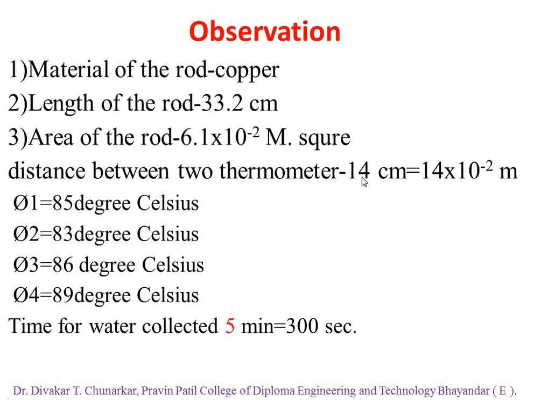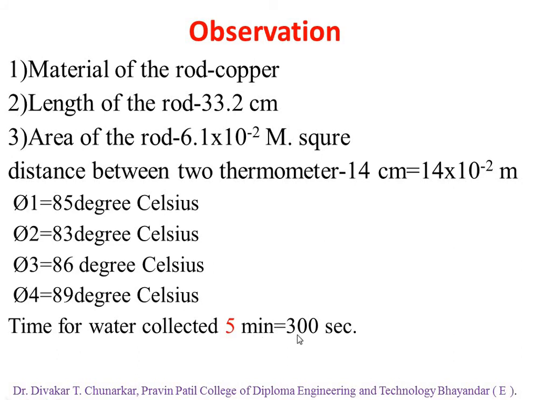Distance between two thermometers is 14 centimeter. So this 14 centimeter we have to convert in meter, so 14 into 10 to the power minus 2. Then the values of theta 1 to theta 4 we can measure from all four thermometers. T1 is 85 degrees Celsius, theta 2 is 83 degrees Celsius by using T2, theta 3 is 86 degrees Celsius by using T3, and theta 4 equal to 89 degrees Celsius by using T4.